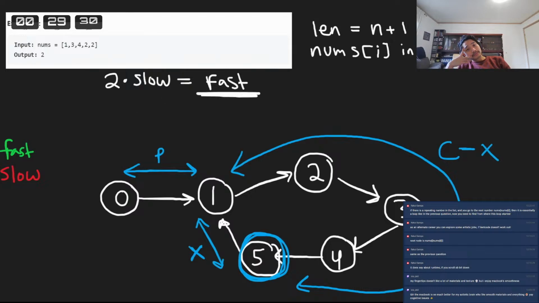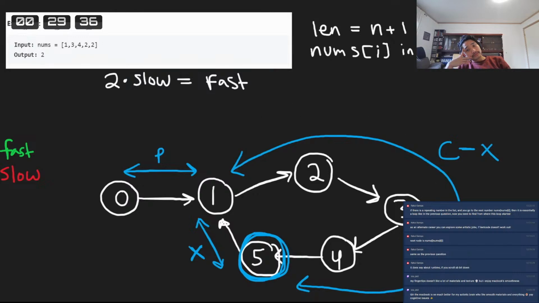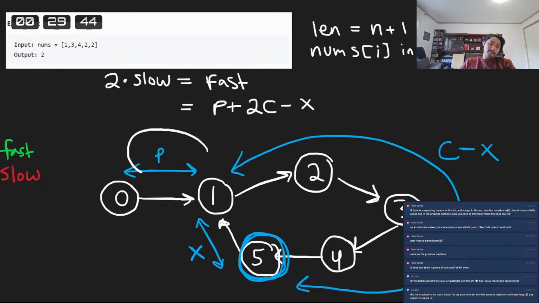And how many iterations did we say that the fast one does? It's going to do p plus cx, right, to get to this position. And then it's going to do another complete cycle starting from here to get back to this position, right? So the fast pointer is going to be p plus c minus x plus c again. So more simplified, it's going to be p plus 2c minus x. The slow pointer is just going to do p, and then it's just going to do c minus x. So we'll have a 2 on the outside, p plus c minus x.